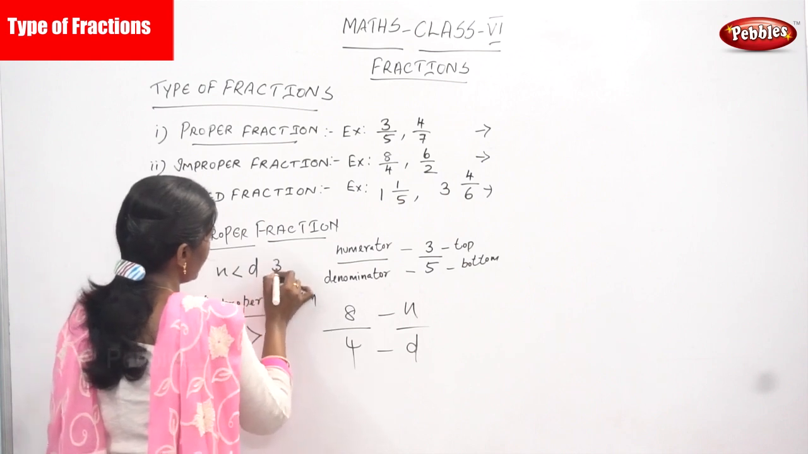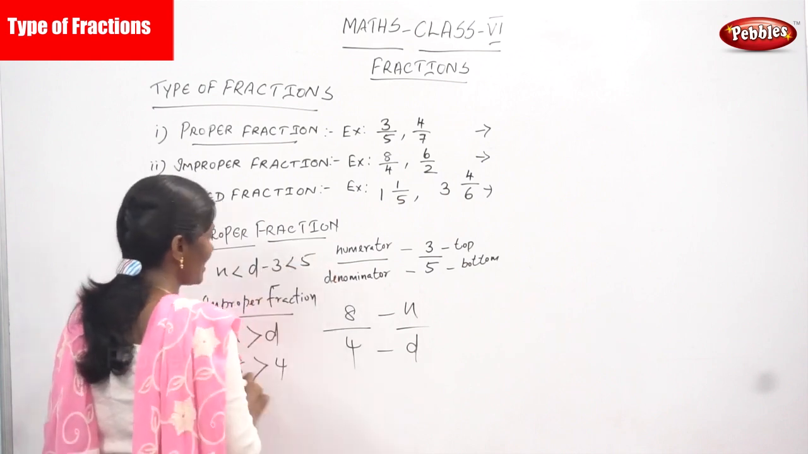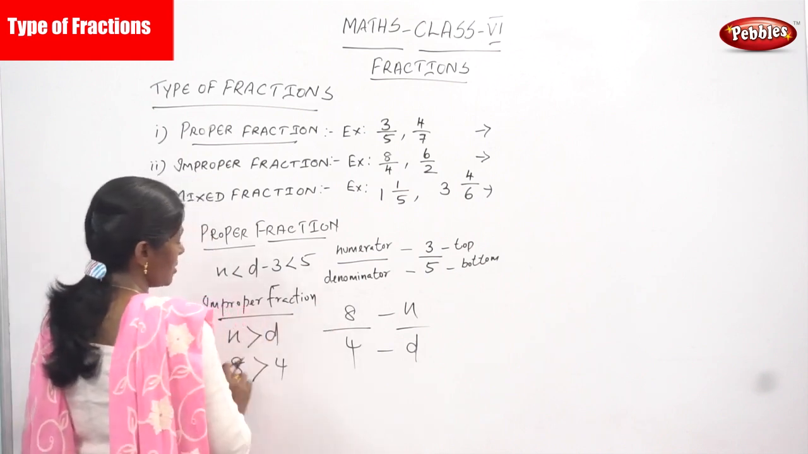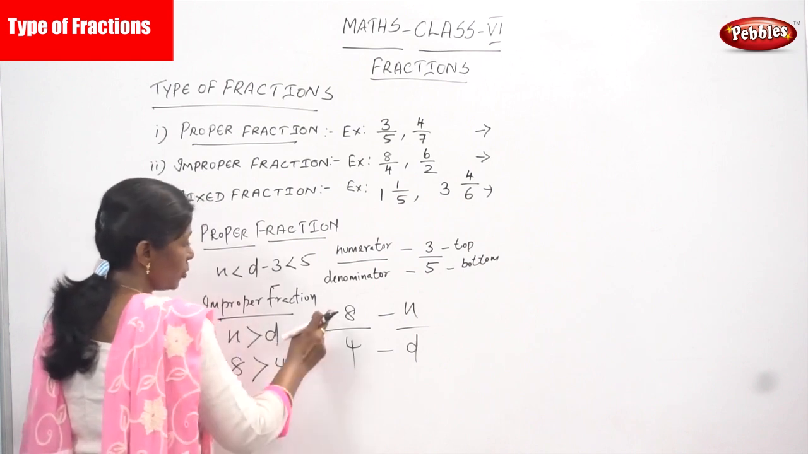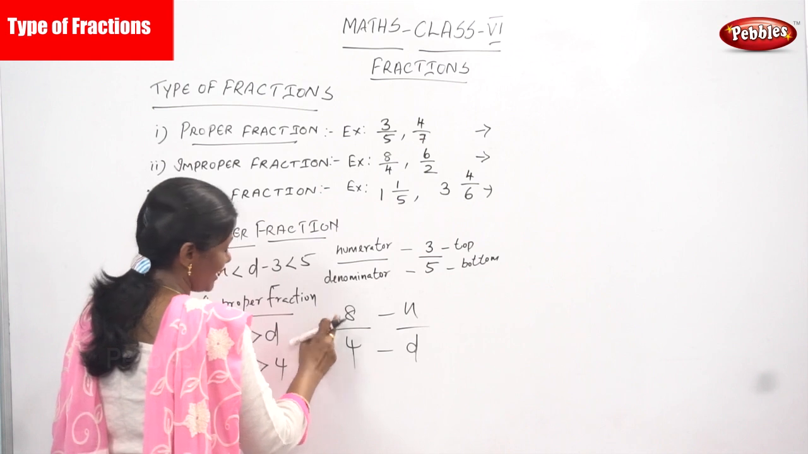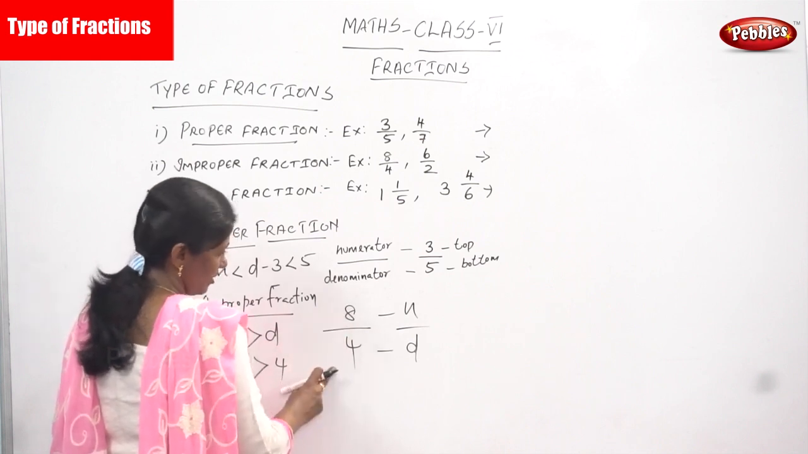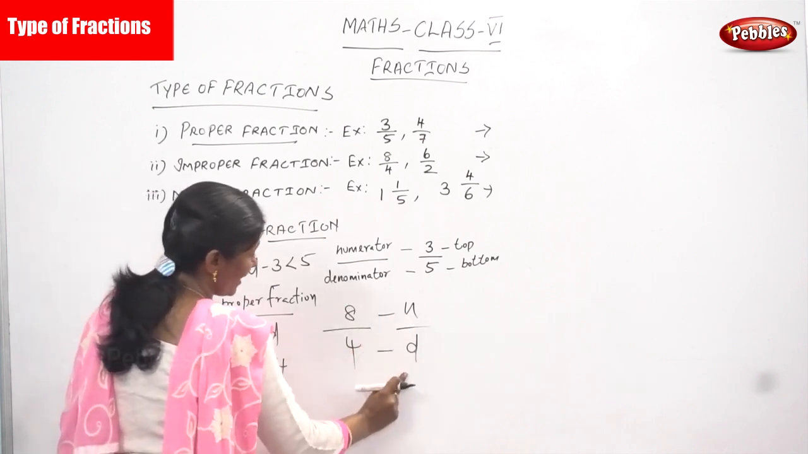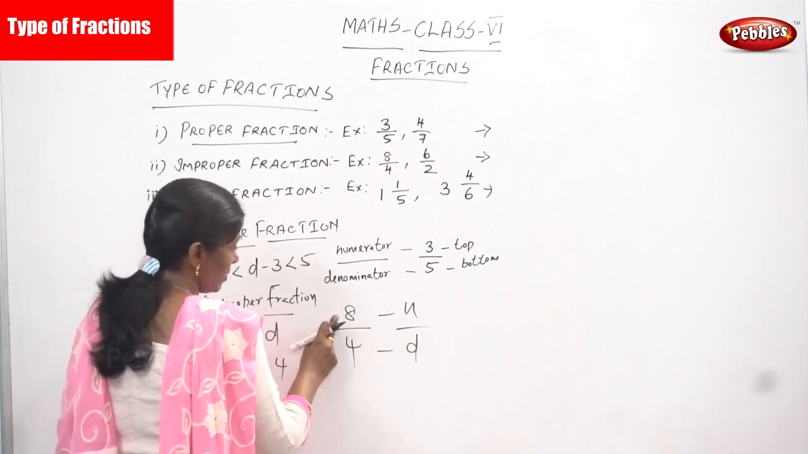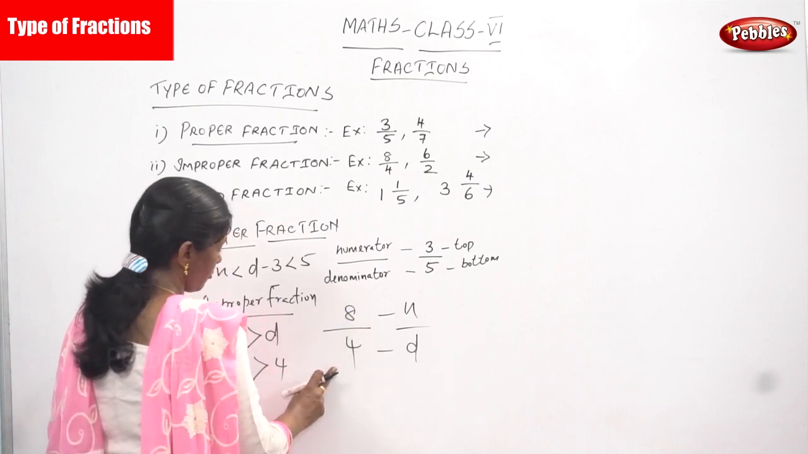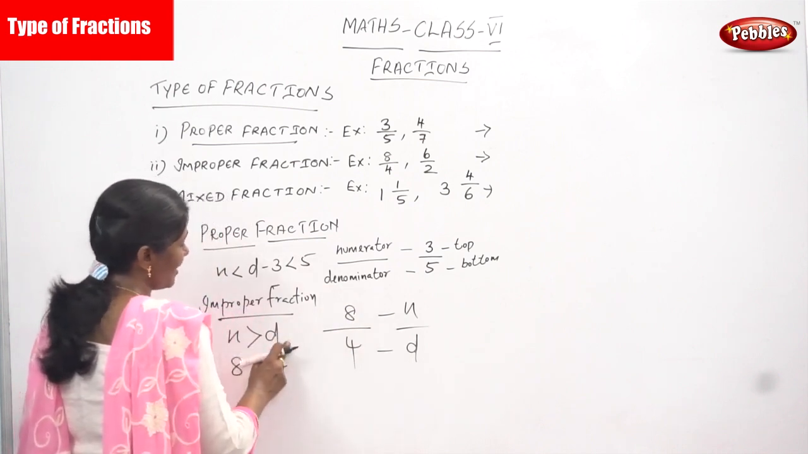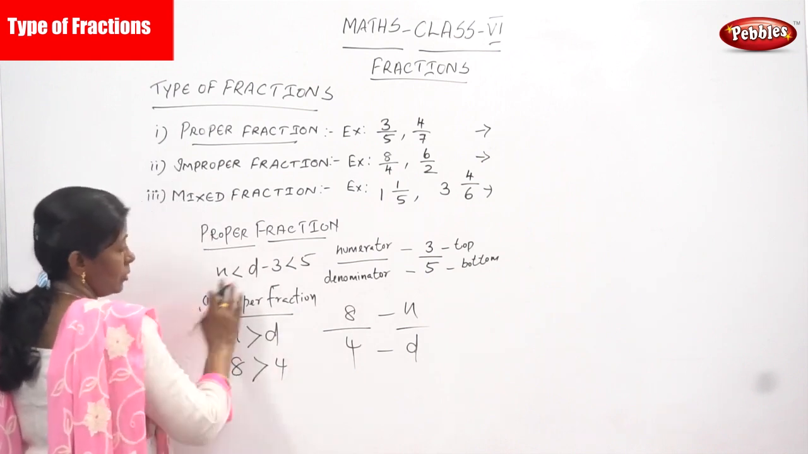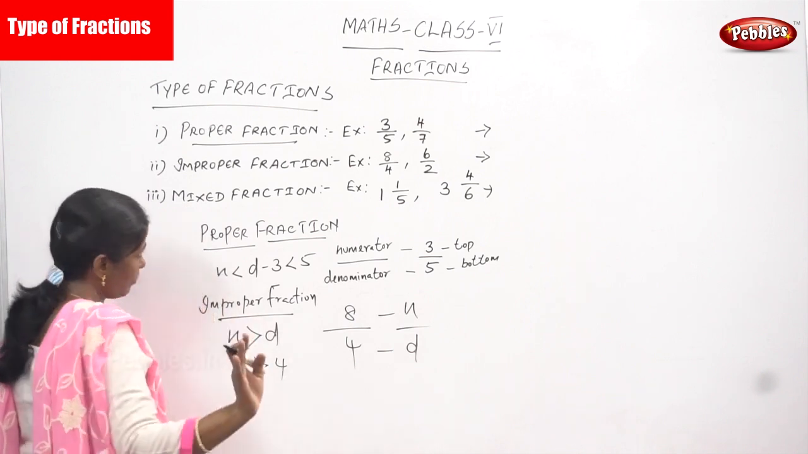In a proper fraction, 3 is less than 5. An improper fraction means the numerator is greater than the denominator. The numerator example is 8, the denominator example is 4. So 8 by 4 is a fraction, n divided by d, that is numerator divided by denominator. Numerator is greater than denominator, so it is an improper fraction. I think you understand proper fraction and improper fraction.